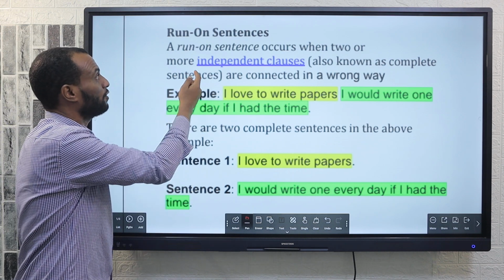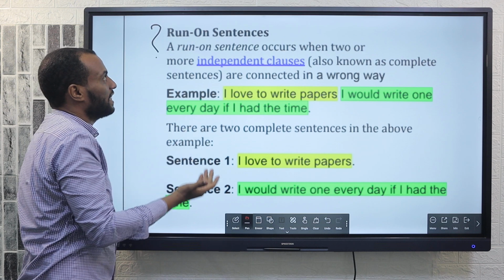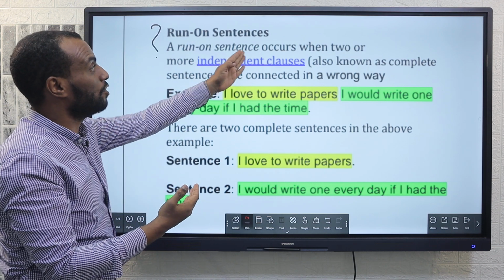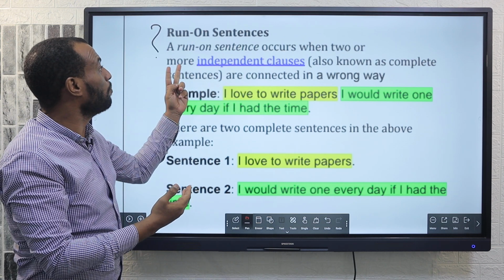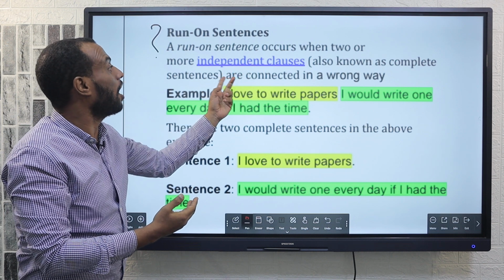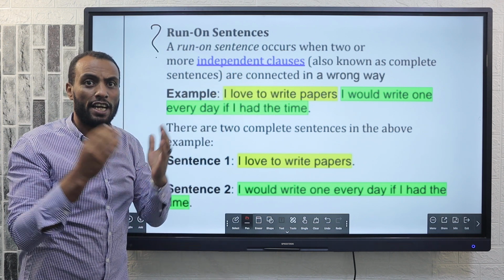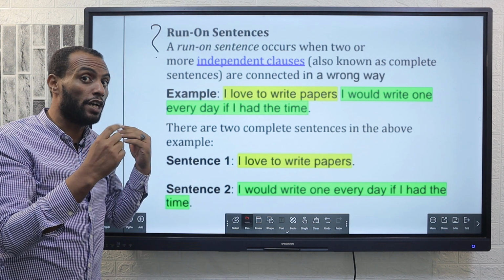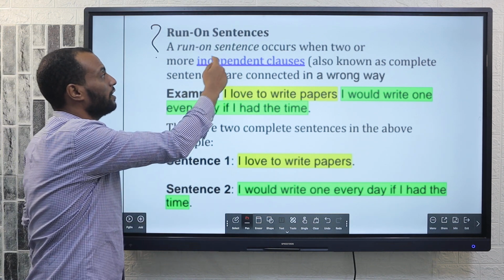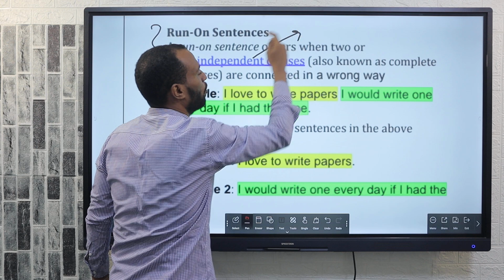At first, we have to know what a run-on sentence means. A run-on sentence occurs when two or more independent clauses are connected in a wrong way. If you remember the first video in which we discussed together, what does it mean, independent clause?